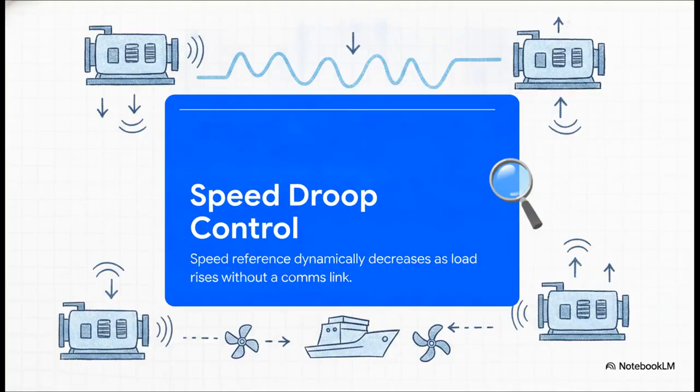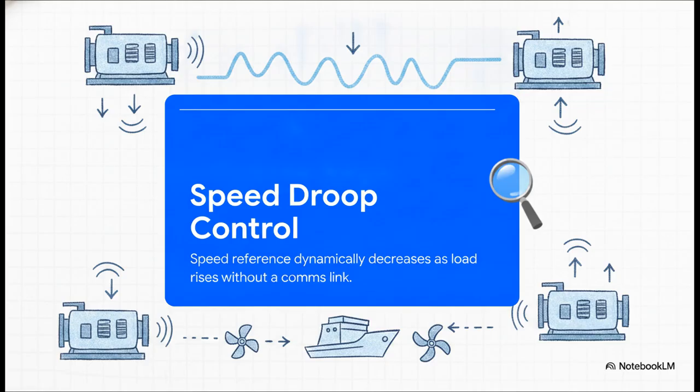Stopping the fight. Once frequency and voltage are established, we need a rock-solid method to make sure these multiple generators actually share the load. The primary strategy for this is called speed droop control. Droop is incredibly robust because it intentionally lets the engine's speed sag, just slightly, as the load increases.